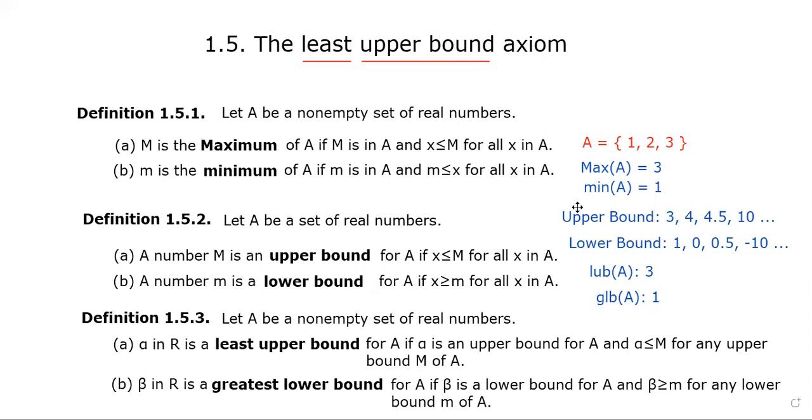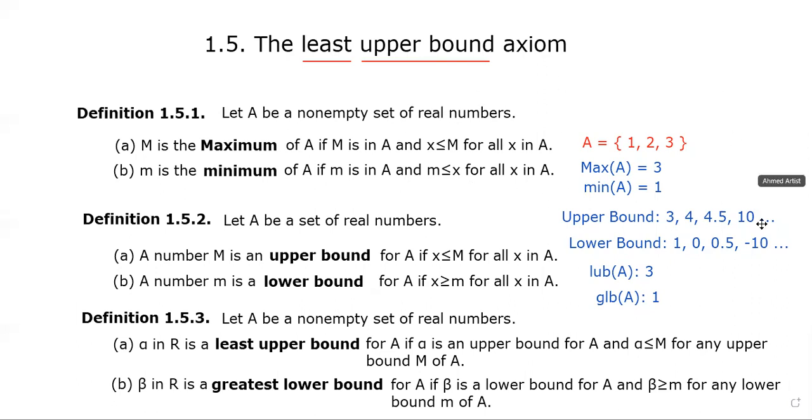For the upper bound, an upper bound is just a value that is greater than or equal to all the values of A. So 3 is a value that is greater than or equal to all the values of A. 4 is a value that is greater than or equal to all the values of A. 4.5 and 10 and so on. So an upper bound is not a unique value, it is an infinite number of values. And the same thing goes for the lower bound. 1 is less than or equal to all the values of A. 0 is less than or equal to all the values of A. 0.5, minus 10 and so on.